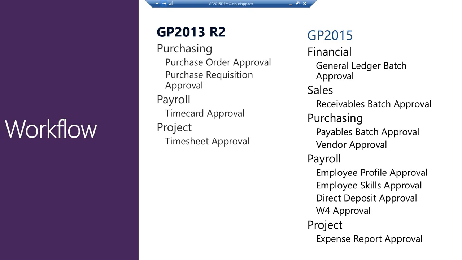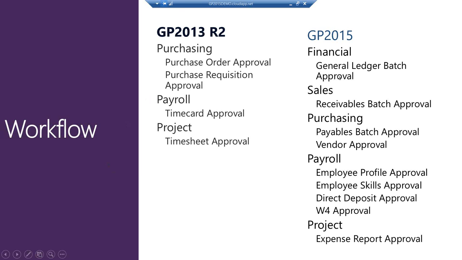So with GP 2013 R2, they put in purchase order approval, and they also put in the purchase requisition approval, a payroll time card entry, and a project timesheet approval. So some of the features that were in Business Portal are now coming over to the Dynamics GP web client or rich client. With 2015, they added more for us.